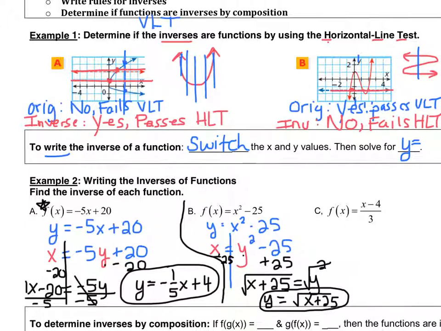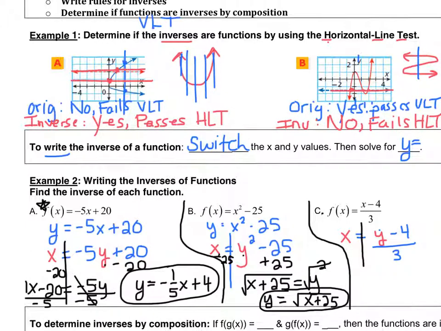Alright, now for C, we will do the same thing. We'll flip-flop the x and the y. I'm going to start off by writing x equals, and then I'll just write the y right in the x spot right there. I'll copy the minus 4, and that's divided by 3. So we want to solve it for y.